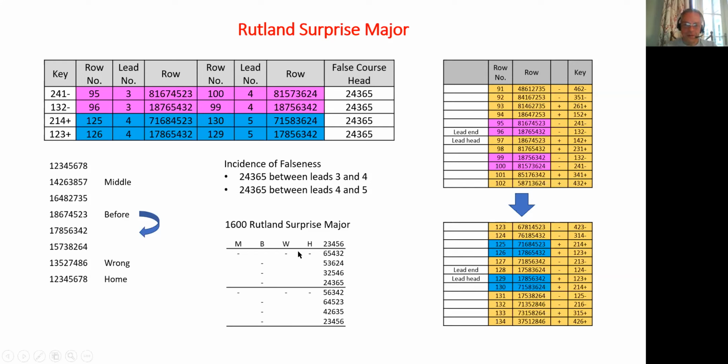So just looking at this example touch at the bottom here, just a shortish touch, a 1600, but this is a true touch, but you can see that it includes both courses 53624 and 56342, which would normally be false against each other. Similarly, it includes course 24365 and 23456. They would normally be false against each other, but in both cases, because we never ring lead 4, we can get away with ringing both of them.